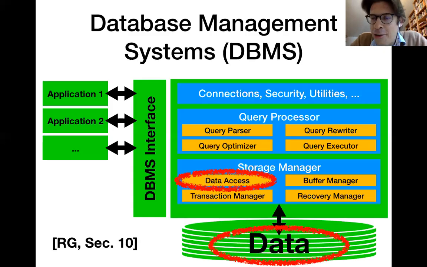All right, so here we have again this architecture of database management systems. So we are currently still discussing how the data is laid out in order to make it efficient to access. And we're also talking about the data access component in the storage manager. For hash indexes, the relevant chapter in the Ramakrishnan and Gehrke book is number 10.